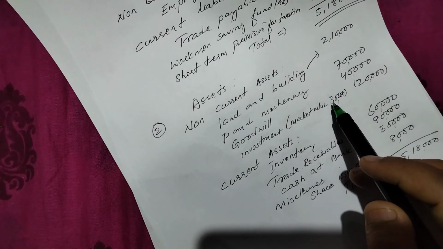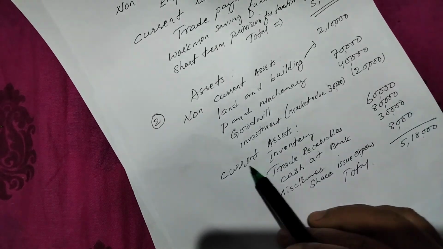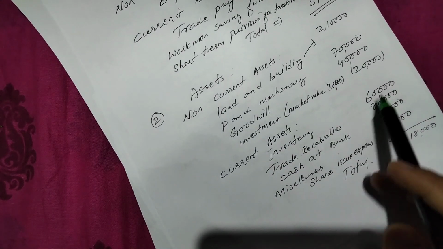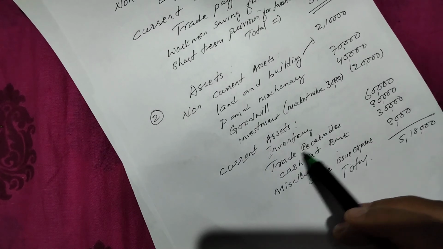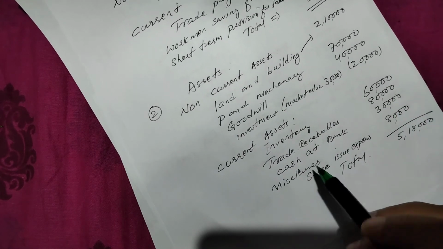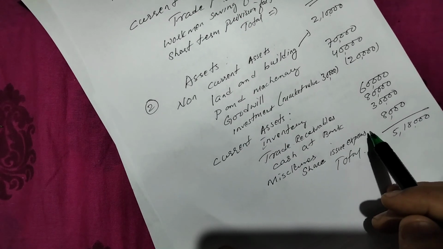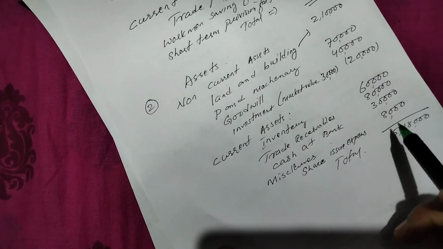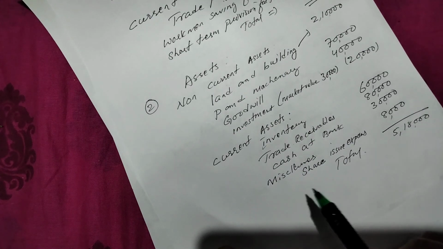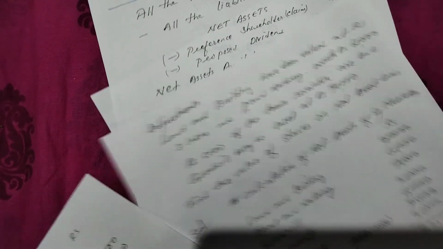Okay, because you have to take in realization value. Then current asset, inventory 60,000, trade receivable 80,000, cash at bank 30,000, miscellaneous, shares issue expenses 8,000. Total is 5,18,000. So what else they have given is there's a small adjustment also.